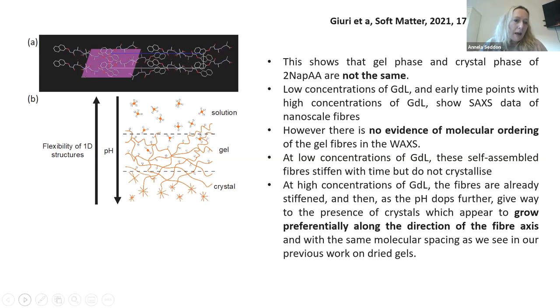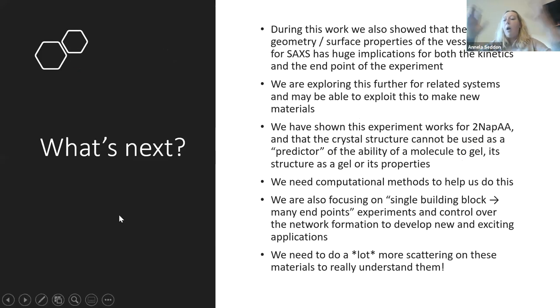So where do we go from here? Well, having this library of low molecular weight gelators is really exciting for me, because there are subtle differences between how they assemble. And we found that we can change the kinetics of the process simply by changing the geometry of the sample holder that we do it in. And we can change the kinetics and the endpoints of the experiment by changing confinement. So these things are massively susceptible to being confined. So we're exploring this in terms of related materials, and we're looking at building up lots and lots of different ways that we can affect these different solution to gel and solution to gel to crystal transitions.